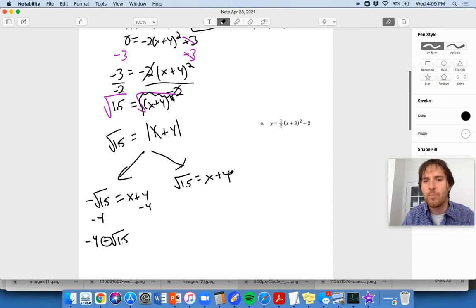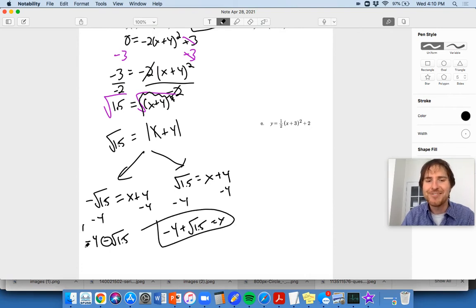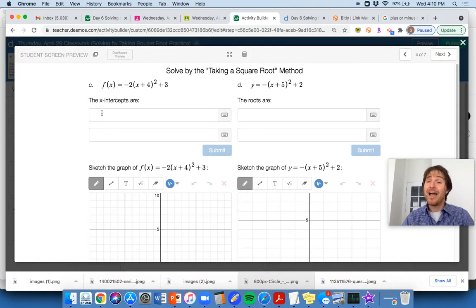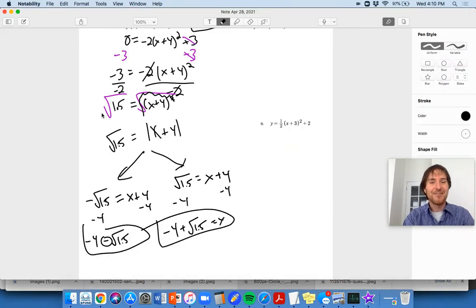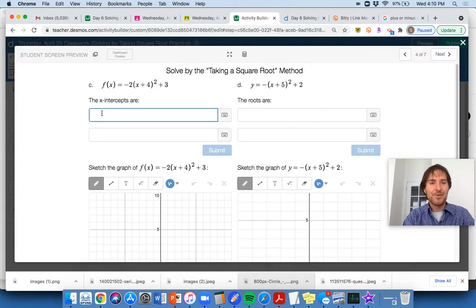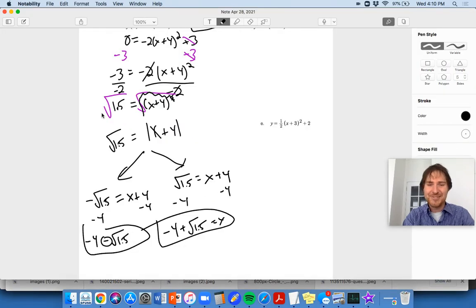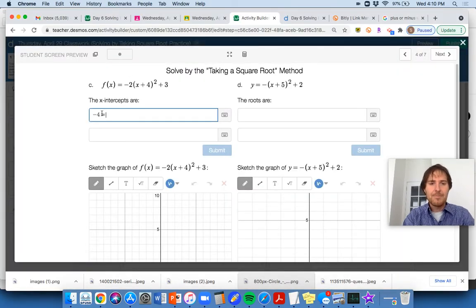So I'm still going to subtract 4 from both sides to isolate x, and I get negative 4 plus root 1.5 equal to x. And there we go. There are the roots. And with that, we got our x-intercepts here. So let's go ahead and put it on in. And then we'll wrap up with doing part E, because part E is a nice one. We get to think about a few more things that maybe we haven't really fully considered yet. Negative 4 minus the square root of 1.5.